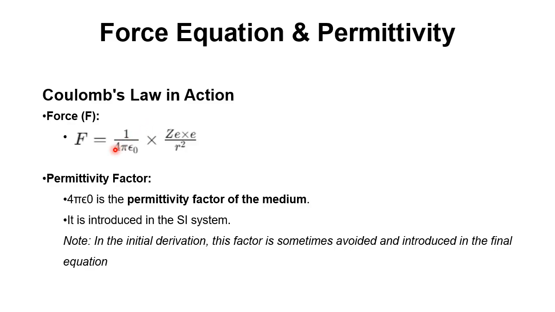Coulomb's law equation is given by F is equal to 1 divided by 4 pi epsilon naught into Ze squared divided by r square, where 4 pi epsilon naught is the permittivity factor of the medium. It is introduced in the SI system. We have to note here, in the initial derivation, this factor is sometimes avoided and it will be introduced in the final equation.